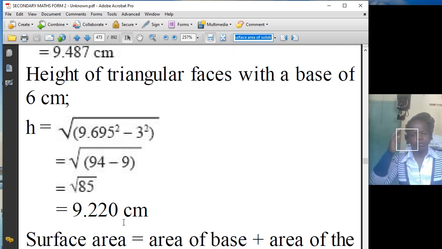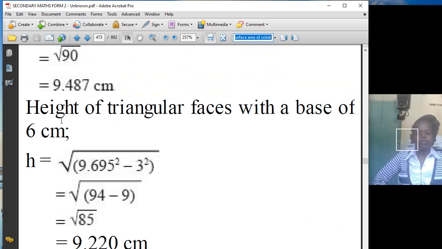So that is the height for that triangular face with a base of 6. Good. So we have obtained the heights. And remember, in this case, you have calculators. Pressing a calculator 1, 2, 3 like that, you are done. So you should not be worried. Understanding the steps is good. And then now you do practice and then you apply it.